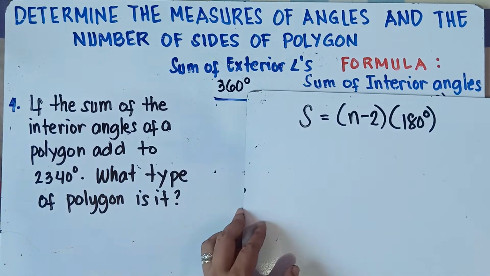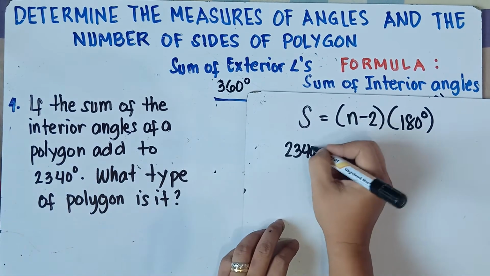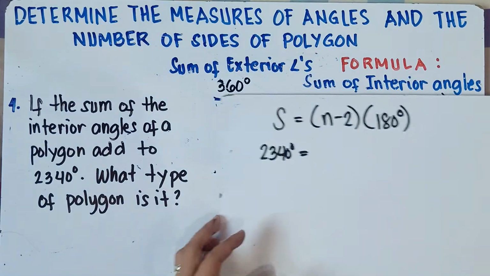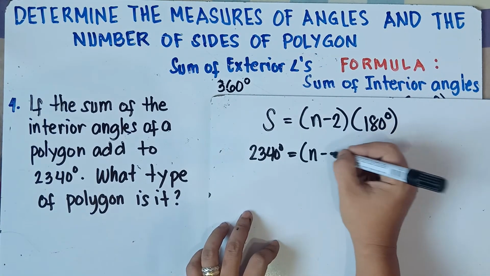So we are given S, the sum, that is 2,340 degrees equals, and we need to find n, so simply copy the equation, n minus 2.